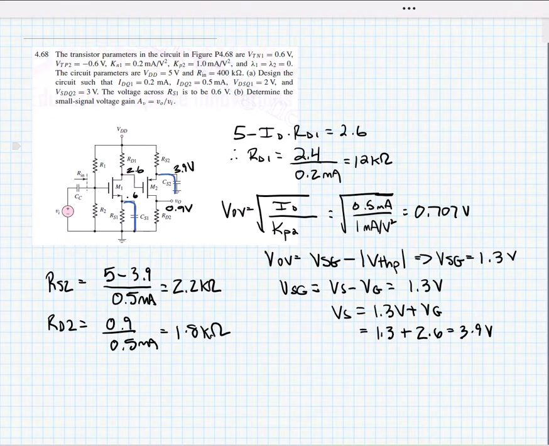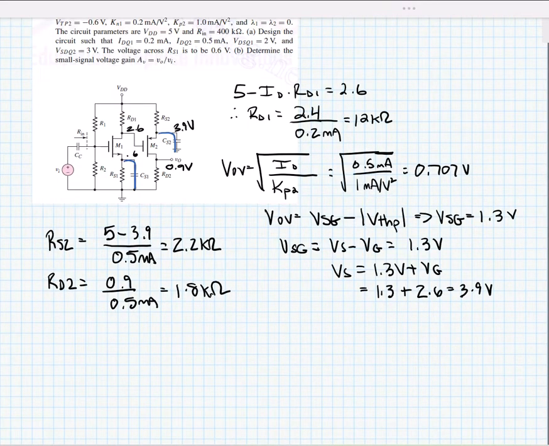Now, the problem also notes that lambda 1 and lambda 2 are equal to 0. This means that the small signal output resistances, R sub 0, are equal to infinity. And we also note that because we're dealing with MOS devices and the voltage source of the input doesn't have any series resistance, we don't have to worry about any voltage divisions at the input. So we can write our voltage gain expression pretty quickly.